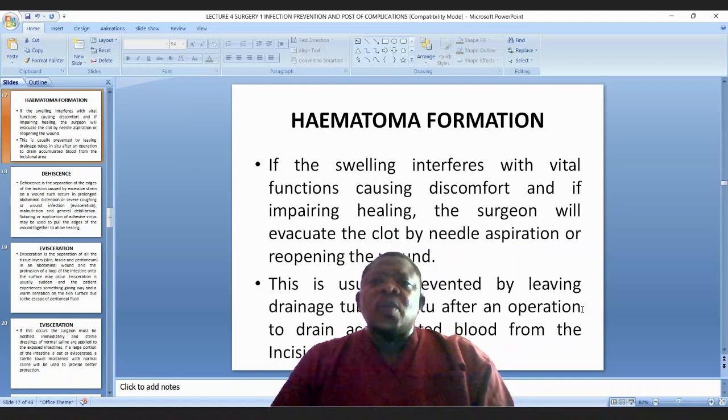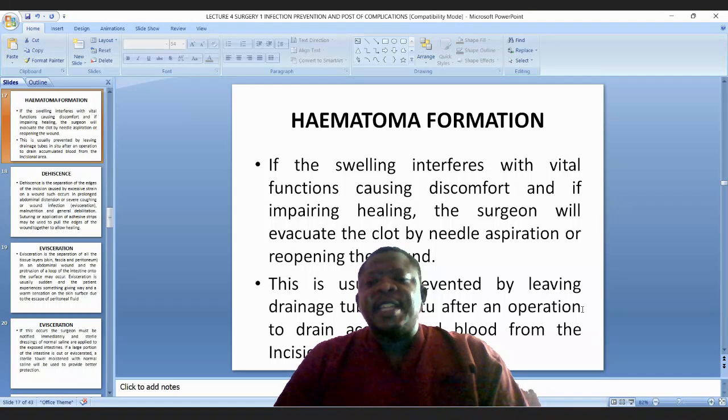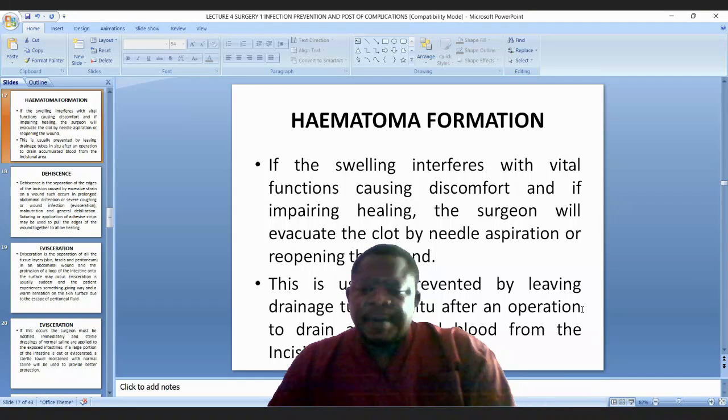If the swelling interferes with vital function, causing discomfort, or impairs healing, the surgeon will evacuate the clot by needle aspiration or reopening the wound. This is usually prevented by leaving drainage tubes in situ after an operation to drain accumulated blood from the incision area.